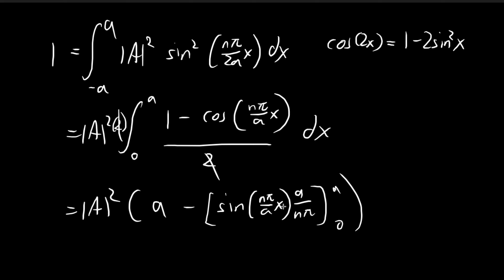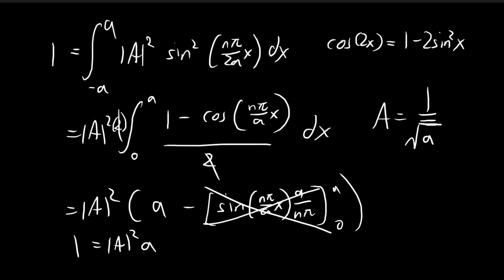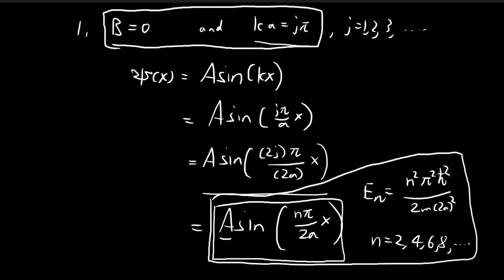If you substitute in a, you get sine nπ, which is equal to 0, and if you substitute 0, you get sine 0, which is also equal to 0. So this term is equal to 0. So you see that A squared times a is equal to 1, and that's why our normalizing constant is 1 over the square root of a. And so we can now express our solution fully. We have found all the unknowns.